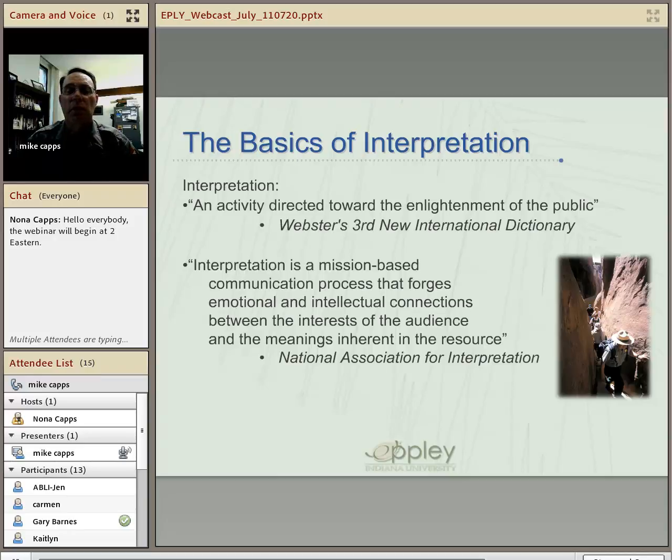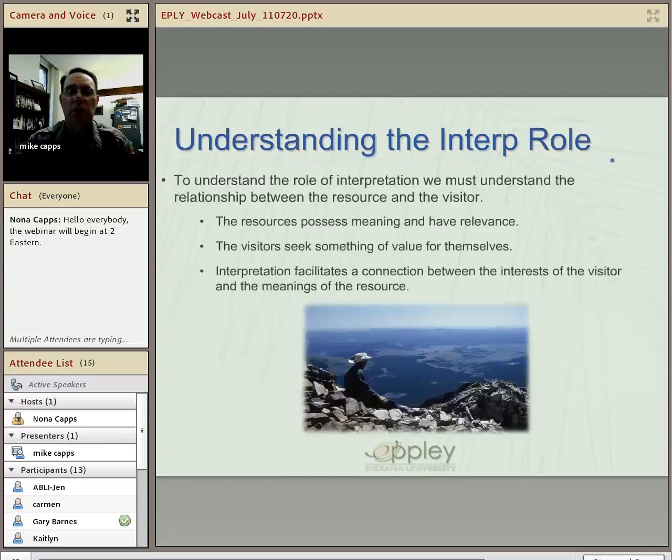But basically what we're talking about is any activity that's directed toward the enlightenment of the public. And then, within the profession, we define that a little further as a process that forges emotional and intellectual connections between the interests of the audience and the meanings inherent in the resources. So we'll talk a little bit about what that means as we go along.